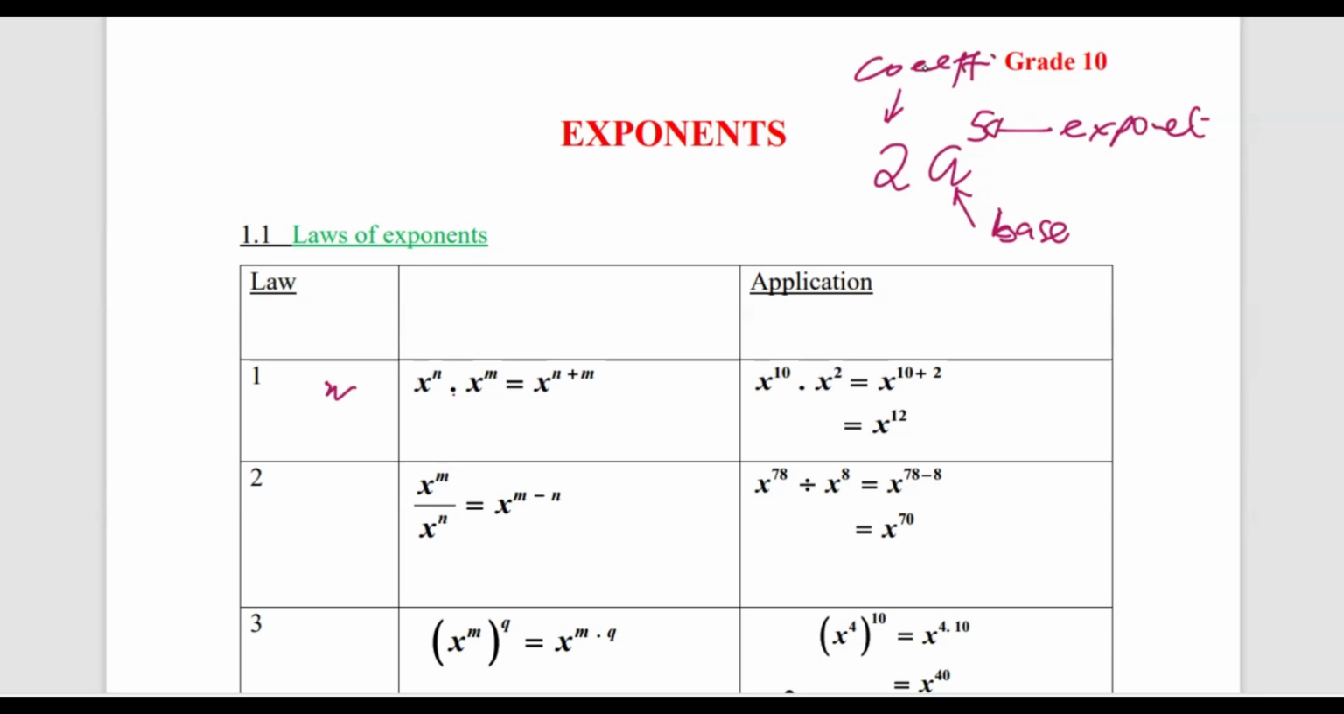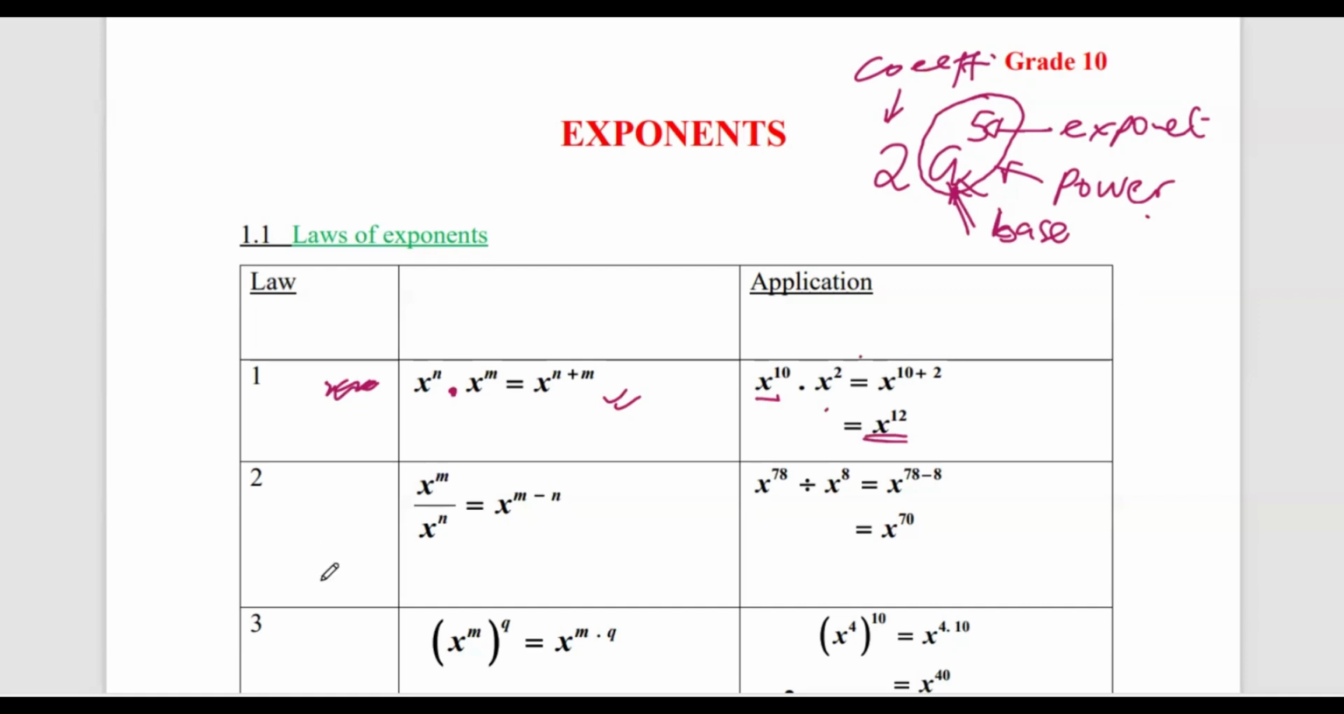Okay, now the combination of the base and the exponent is what we call the power. Okay, some people confuse the exponent with power. It's not the same thing. So a is the base, 5 is the exponent, and then the combination of a and 5 becomes the power. Now, we said law number one is about the multiplication of the bases. So if the bases are the same and we are multiplying, we can as well just add up the exponents, okay? That is what this law is telling us. An example, x to the 10 and x to the 2 is just add up. You have x to the 12 as our answer.